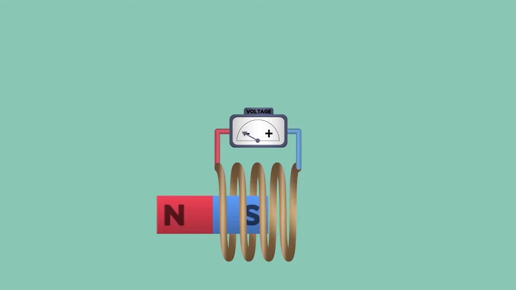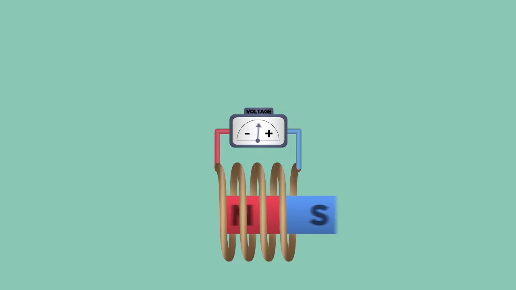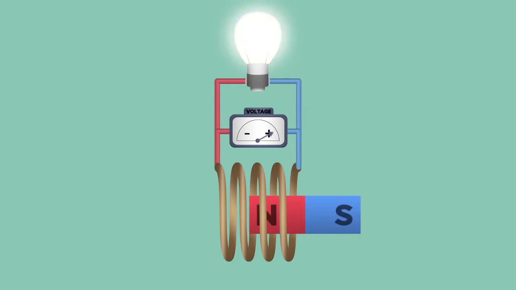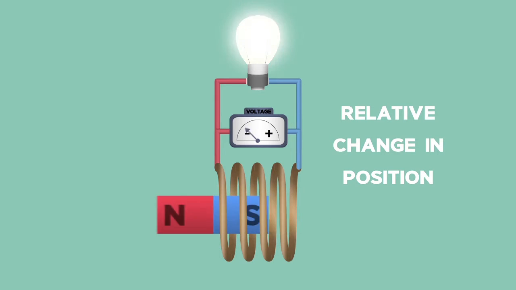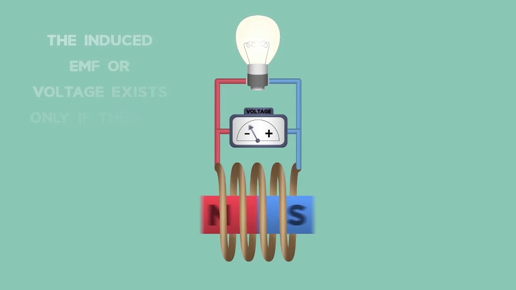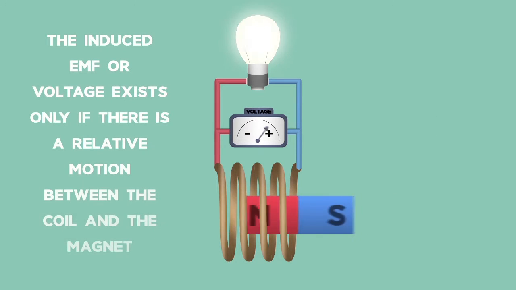He found that the galvanometer needle moved as the magnetic bar passed through the coil. As long as he changed the position of the coil and magnets relative to each other, it did not matter which of the two was moved. The induced EMF or voltage exists only if there is a relative motion between the coil and the magnet.